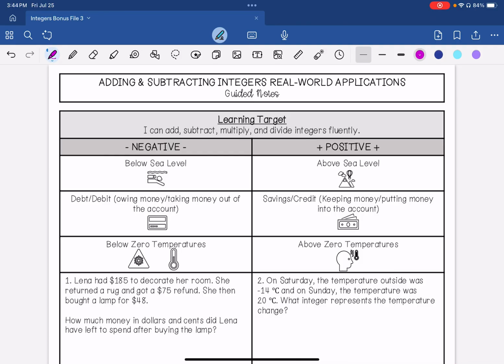So, important thing we need to know is keywords. Just some examples, not all the examples you're going to see. Negative numbers are usually when we're talking about below sea level. Maybe we're in debt, owing money, taking money out. Temperature, we may see it, we're below zero. Positives, we'll see above sea level, keeping money, putting money in, getting a refund, and for temperature, above zero temperatures.